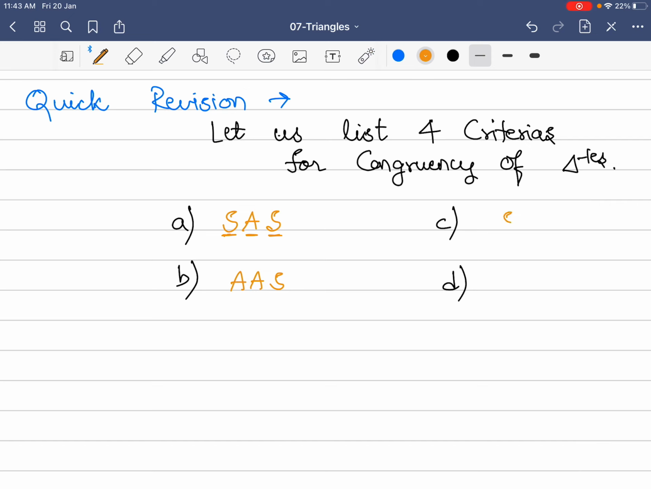Then the third one was SSS. All 3 sides of the triangle. If they are equal, then the triangles are congruent. And the fourth one was right angle hypotenuse side. So these are the 4 criteria of congruence of triangles. Very important. Using these 4 criteria, we are going to solve many exercise problems. You should be able to understand which of them to use while solving the problem and prove that any 2 triangles are congruent. That's it.